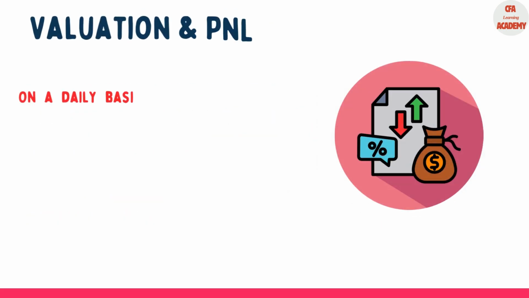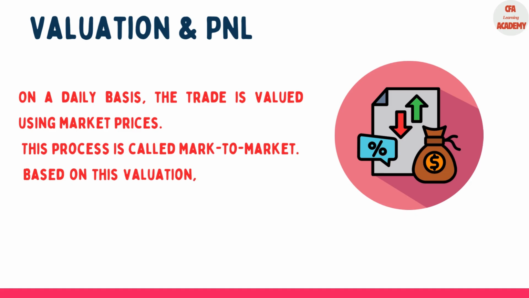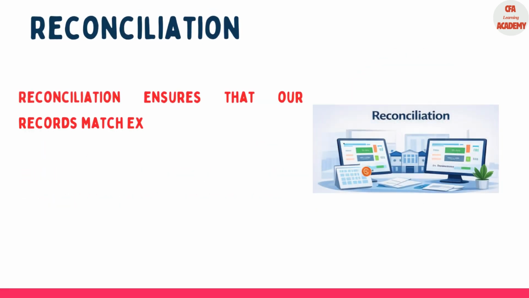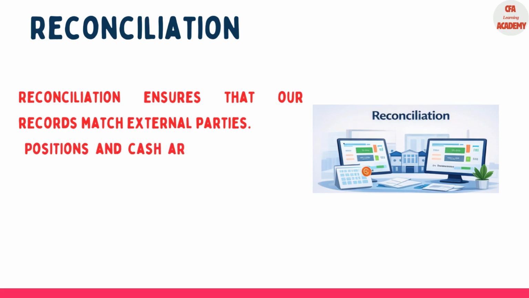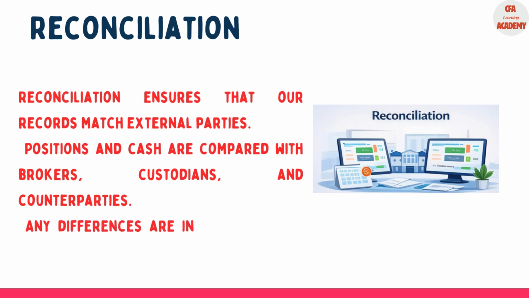On a daily basis, the trade is valued using market prices. This process is called mark-to-market. Based on this valuation, profit or loss, also known as P&L, is calculated. Reconciliation ensures that our records match external parties. Positions and cash are compared with brokers, custodians, and counterparties. Any differences are investigated and resolved.